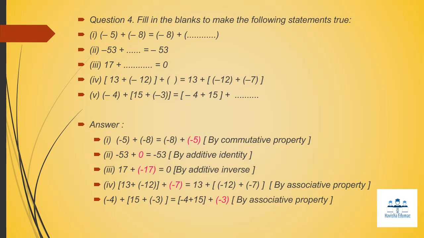Next, fifth one, minus 4 plus 15 plus minus 3 is equal to minus 4 plus 15 plus dash. So, this is which property? This is also associative property because minus 4 plus 15 plus minus 3 is equal to minus 4 plus 15 plus minus 3.